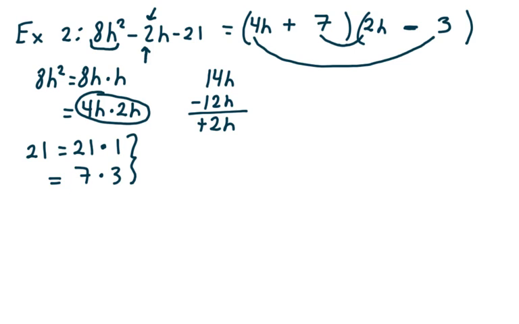Now, what that cues me into is that I have to swap places with these signs. So in other words, this is going to be a negative here in between the 4h and the 7, and this is going to be a positive over here. And if we were to check that again, notice 12h minus 14h is negative 2h, and that's exactly what I wanted. So when I factor 8h squared minus 2h minus 21, I get 4h minus 7 times 2h plus 3.